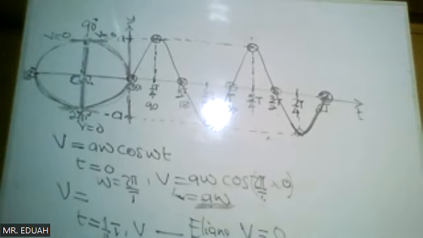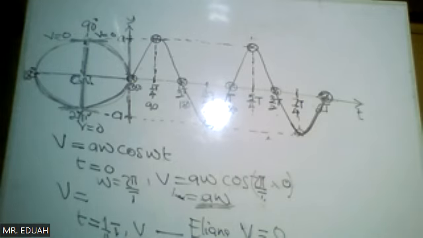Let's plot a graph of velocity against time for an oscillating body. What we have had is a graph of displacement against time.